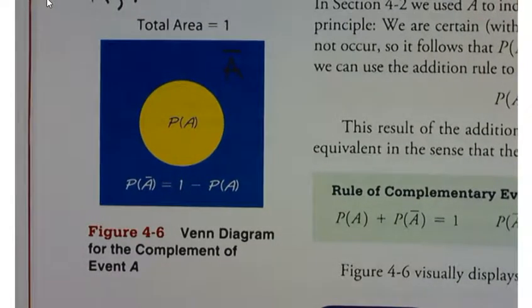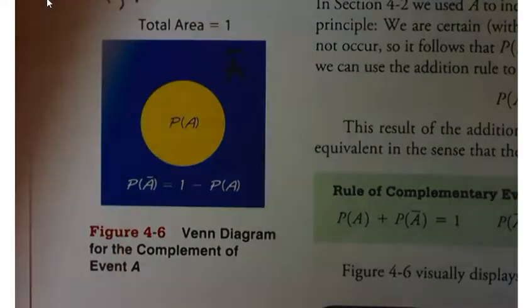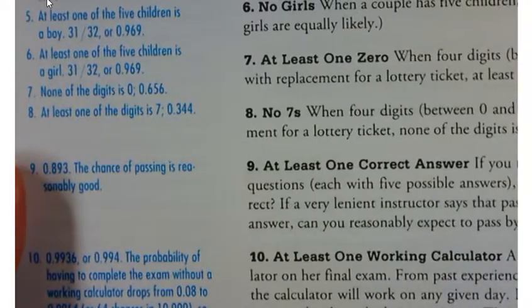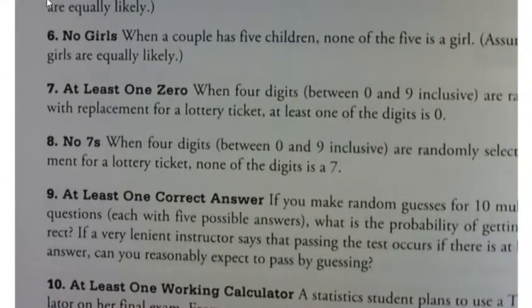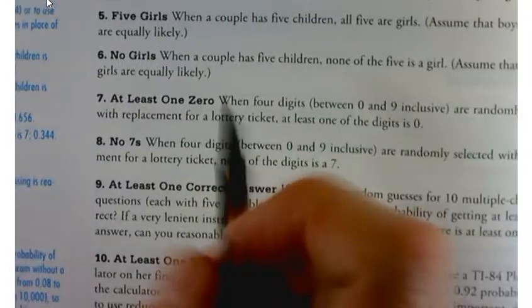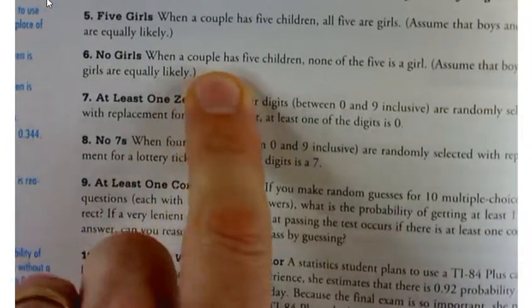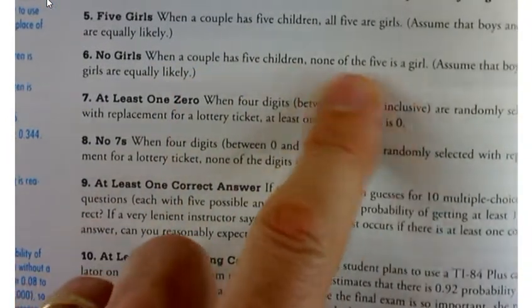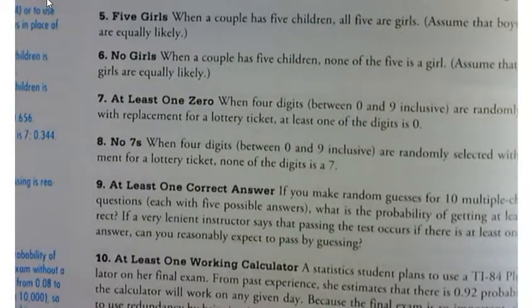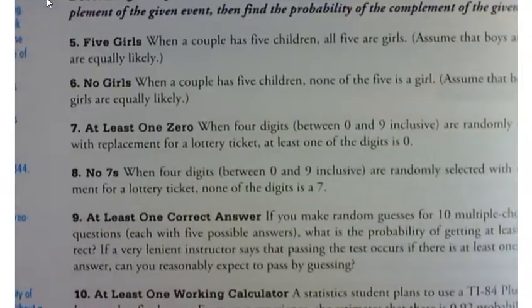And that's what we're going to practice first, understanding what the complement is, and then we'll work on using that to find other probabilities. But right now, let's concentrate on describing the complement. When a couple has five children, none of the five is a girl. Assume that boys and girls are equally likely. All right, so we want to describe the complement of an event.